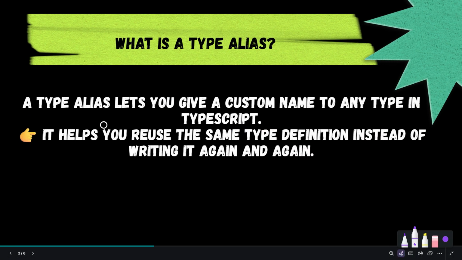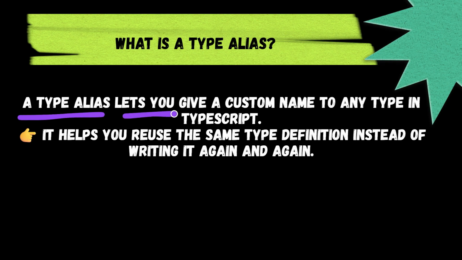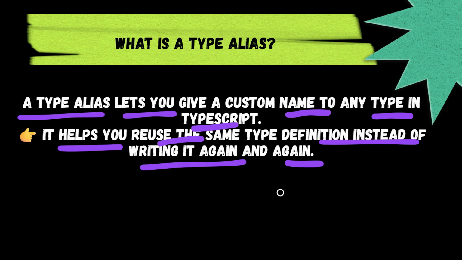What is the alias here? A type alias lets you give a custom name to any type in TypeScript. It helps you reuse the same type definitions instead of writing them again and again. Keep in mind one thing: we will define custom types, and then we will use them again and again wherever needed.